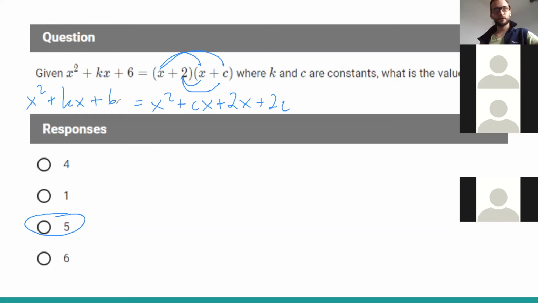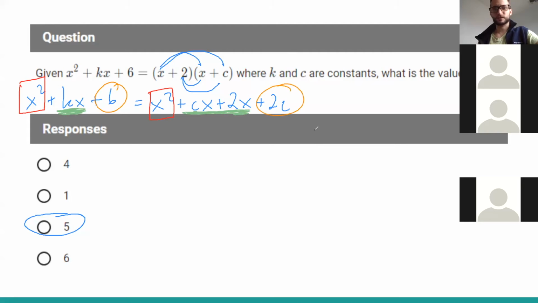At this point, we have to do something called corresponding terms, and that's what makes this question hard. The FOILing part is easy; most of you can do that. Corresponding terms means matching up the terms that are equal to each other. Here we have an x squared, and here we have an x squared. Here we have a kx, and here we have cx plus 2x. I'm matching those up because they both have an x. And last but not least, here I have a 6, and here I have 2c.